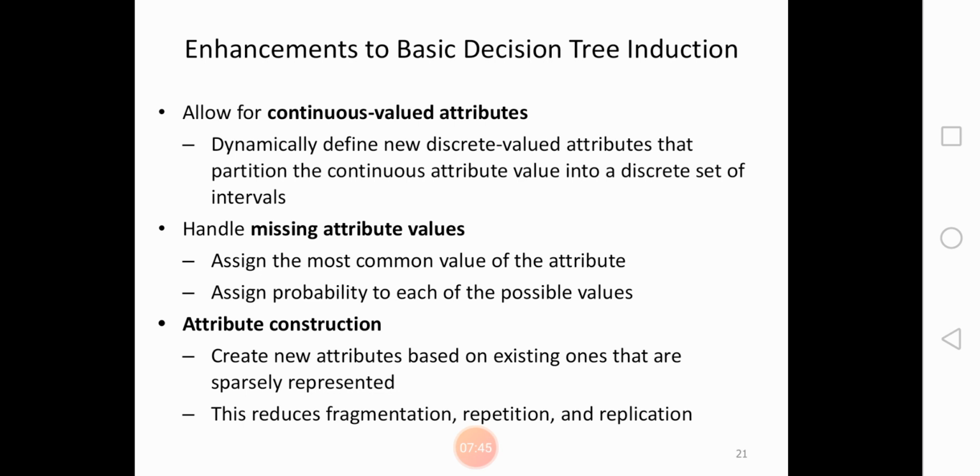Then attribute construction: initially, create new attributes based on existing ones that are sparsely represented. This reduces fragmentation, repetition, and replication. Attribute construction reduces fragmentation, which is the way we divide the data. Repetition is when the same information is repeated. Replication is when the same things are derived again; replicas are the same information. Such things we can avoid or reduce based on attribute construction. This is about enhancements to basic decision tree induction.